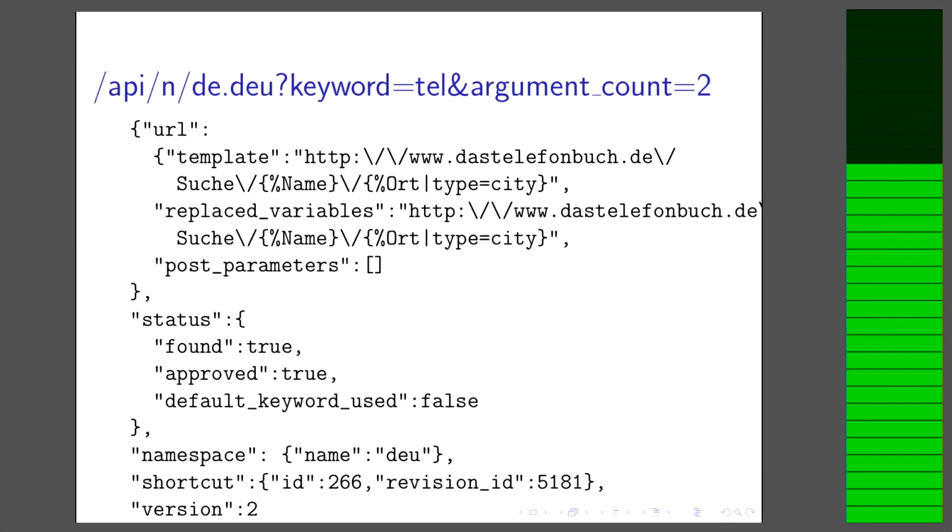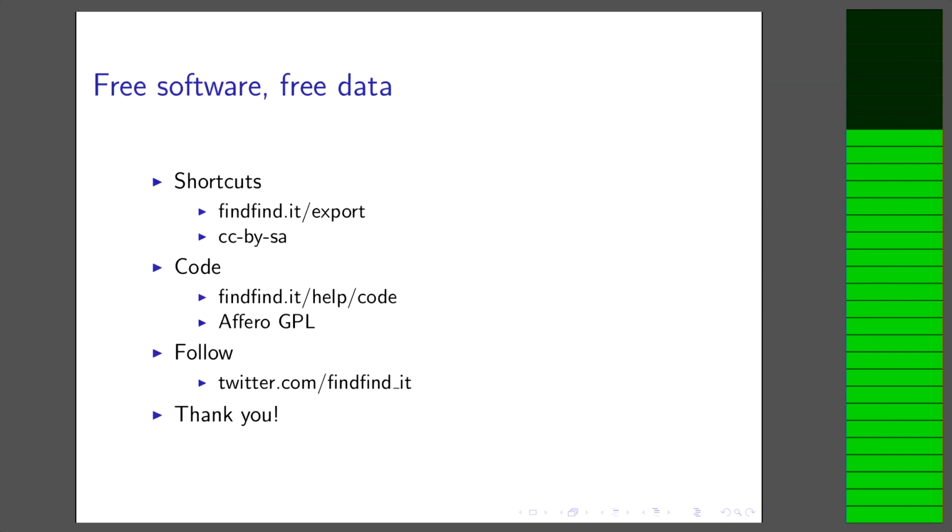And there's also an API. In case you say, I don't want to give all my search queries to a foreign server, you can build your own parser. You can ask the API and just send, OK, keyword equals tel, argument count equals 2, give me the URL template, and then you can get this JSON and fill in your search arguments in the URL yourself. And it's free software and free data, so the shortcuts are licensed under Creative Commons.